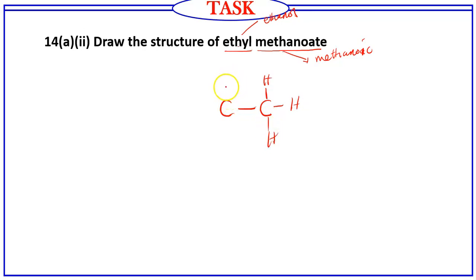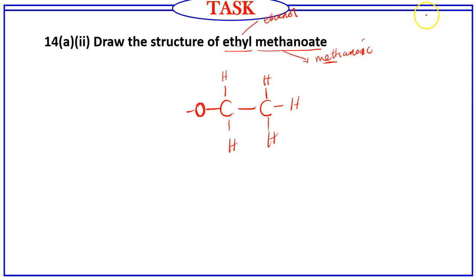That is how to write the structure. The ethyl group from the alcohol last. This is the ethyl group. Then joined to, remember it is H that leaves the alcohol, joined to the carboxylic acid end, that's the methanoic acid end.